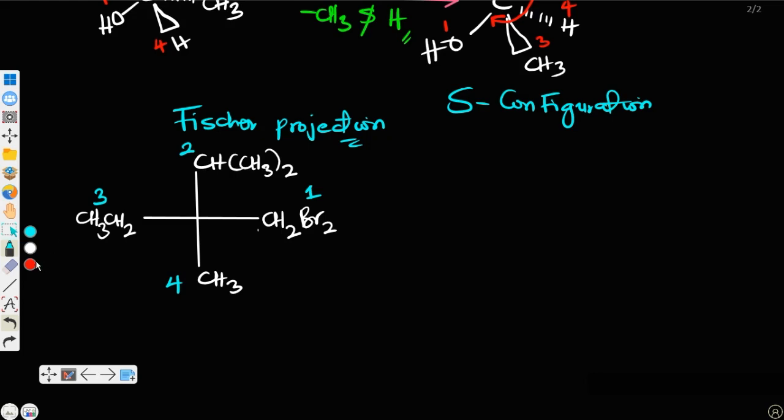No. So you go the normal way. Normal way is what? 1, 2, 3, which is this direction. Clockwise or anti-clockwise? Clockwise. What configuration is that? R configuration. This 1, 2, 3. It's anti-clockwise. So this is S configuration. Alright? So that's basically how to do something like this.